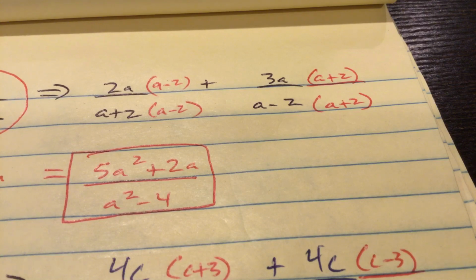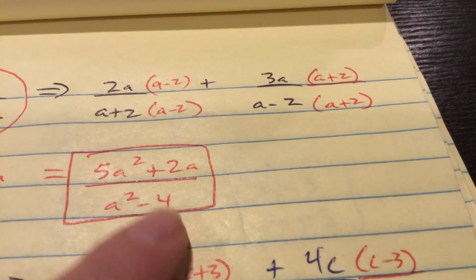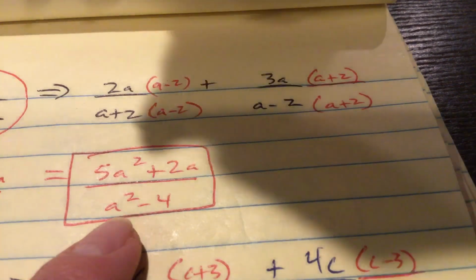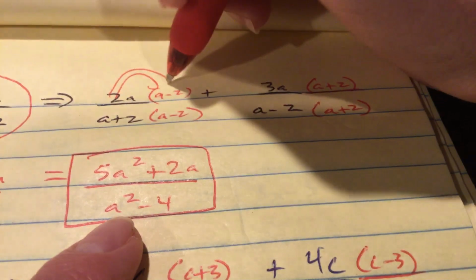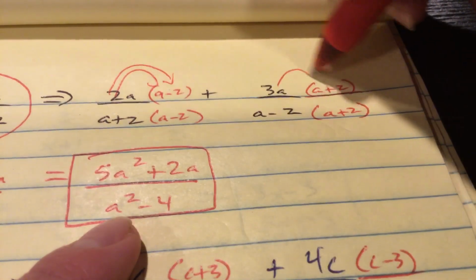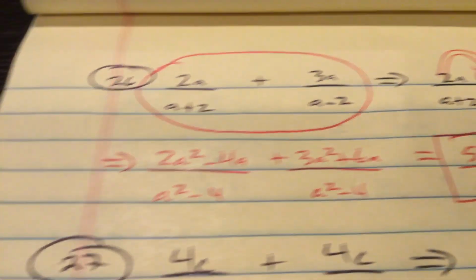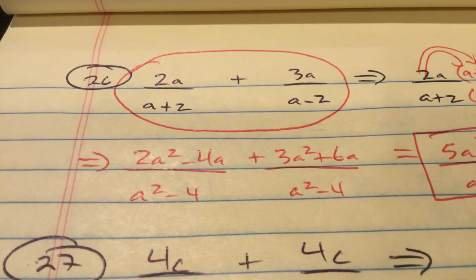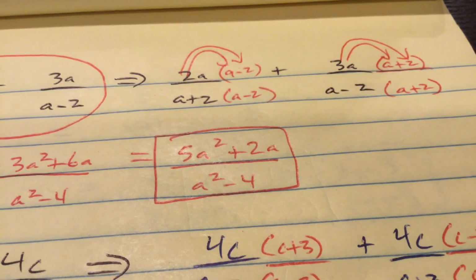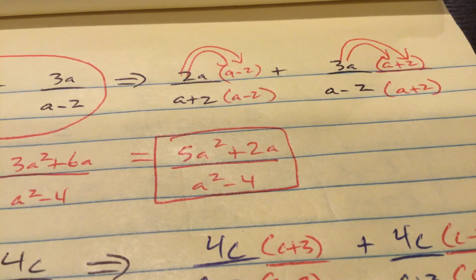All right. Now the common denominator is a plus 2 a minus 2, or a minus 2 a plus 2, which if you multiply out gives you that a squared minus 4. What I'm going to do here is just a little distribution. 2a squared minus 4a plus 3a squared plus 6a. It's going to give me 5a squared plus 2a all over that a squared minus 4. All right, just make the denominators match up.